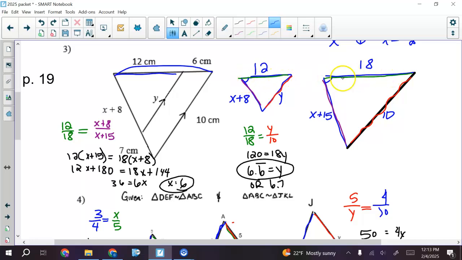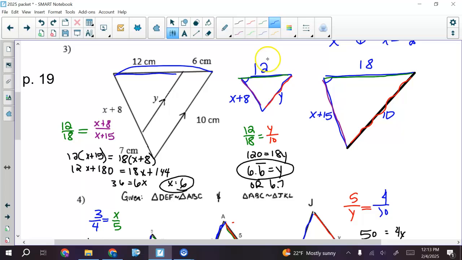12 over 18 equals, and then the other side's x plus 8 over. Now to find what that whole side would be, since it was x plus 8 plus 7, it'd be x plus 15. So if you cross multiply and solve, it should have been x equals 6. For y, that one's a little bit easier. 12 over 18 equals y over 10.